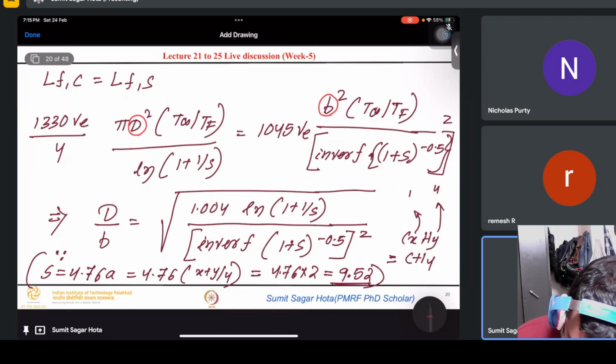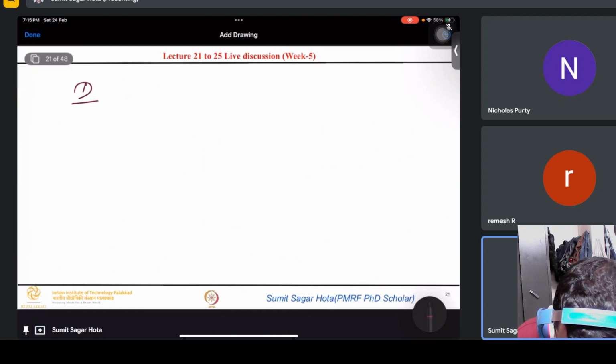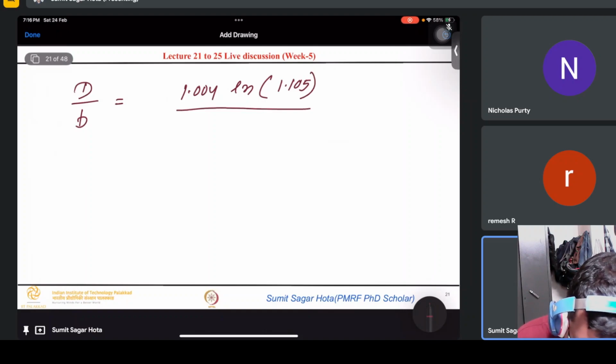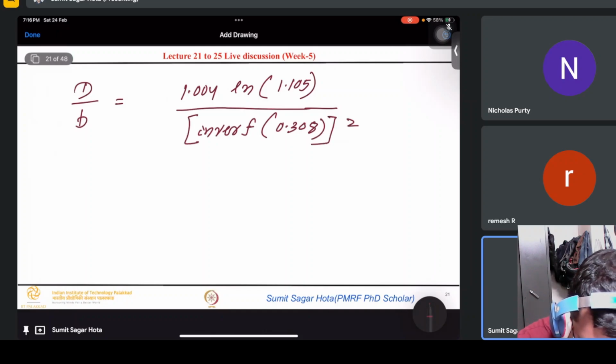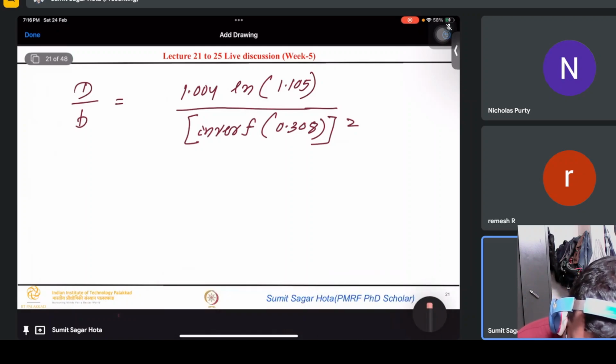We substitute the S. D by B is equal to 4, and we get 0.308. Put this in 0.308. Okay, very simple.